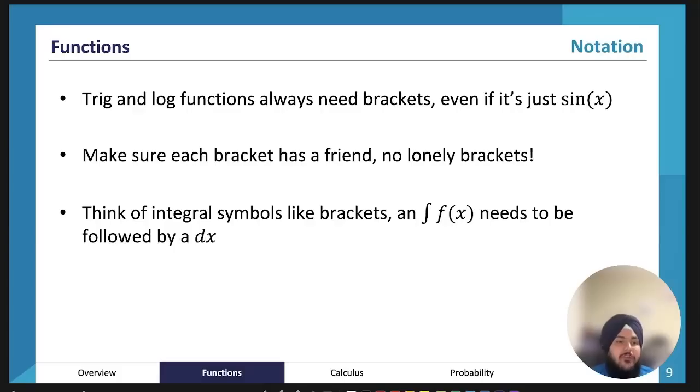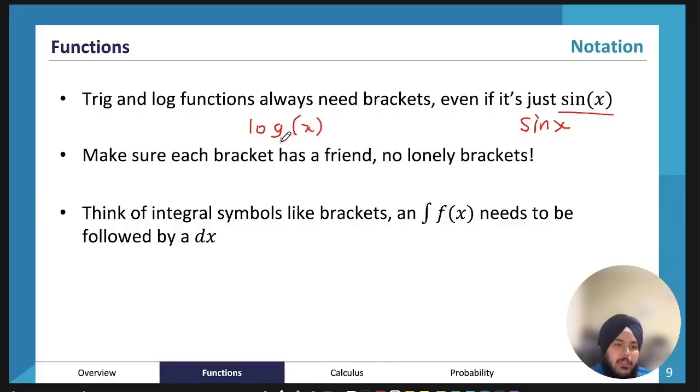So for trig and log functions, remember to always have brackets. So even if it's just sin(x), make sure you have brackets around it. A lot of students end up just writing sin x. So this is completely wrong. You need to have sin(x). Similarly, if you have something like log, remember to have log, then the base underneath, and then the bracket.